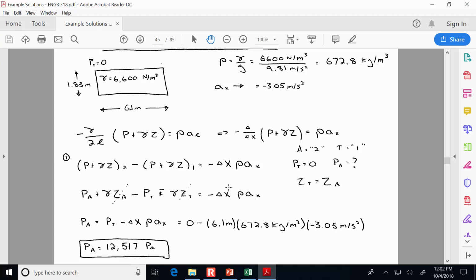And let's solve for P sub A. P sub A is going to be P sub T, because we move that over to the right-hand side of the equation, minus delta x times density times the acceleration in x. Okay, so if we substitute in the given values now, the pressure at T is 0 minus delta x. So how far apart are they in the horizontal direction? It's 6.1 meters. The density that we calculated at the beginning is 672.8 kilograms per cubic meter. And then the acceleration in the x direction, we have to be sure that we write the negative sign there. That's a critical part of it, is honoring our sign convention. So minus 3.05 meters per second squared.